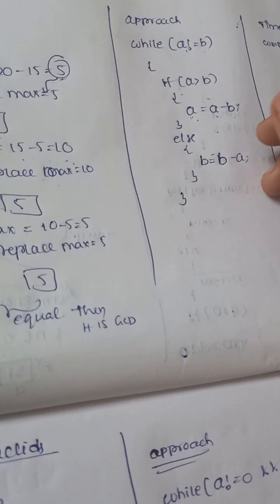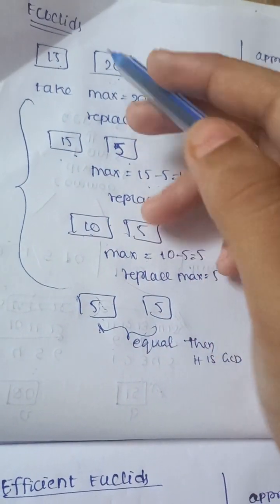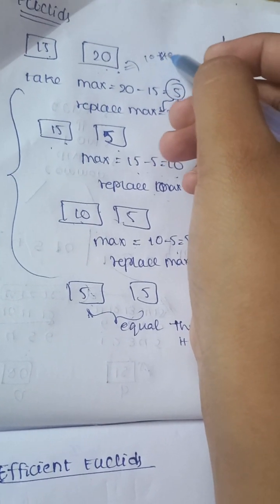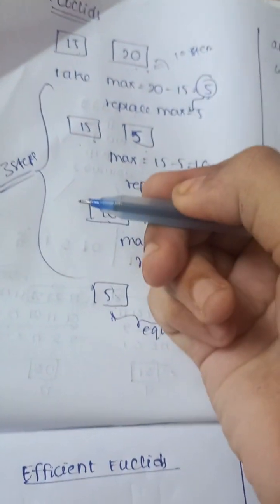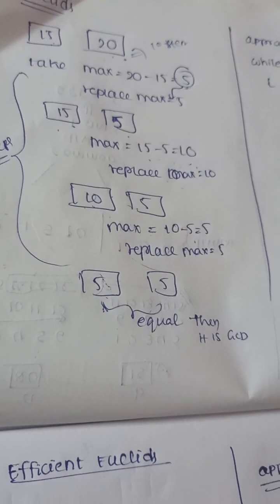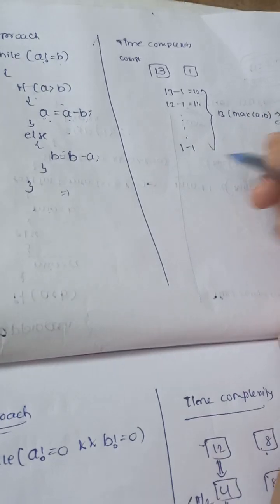Let me see what the time complexity is. Time complexity means how efficient it is. In the last approach, to find the GCD of 15 and 20 using brute force, it will take 10 steps, but using Euclid's it will reduce it to 3 steps. It is very efficient, but in some crucial worst case conditions it will take more time. What are those worst case conditions? Its time complexity is order of max of A comma B.